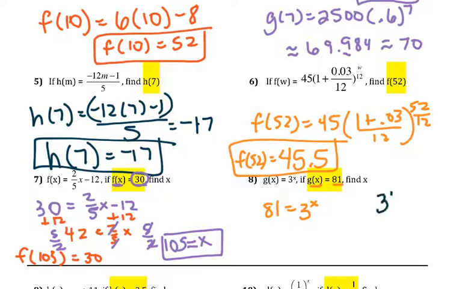Let's try 3 to the first power. Well, that's just 3, so that's not it. What about 3 to the second power? That means 3 times 3, that's 9. That's not it. 3 to the third power? Nope, that's not it. How about 3 to the fourth power? That actually is equal to 81. So what that means is that x is equal to 4. So if you plug 4 in for x, you're going to get 81.